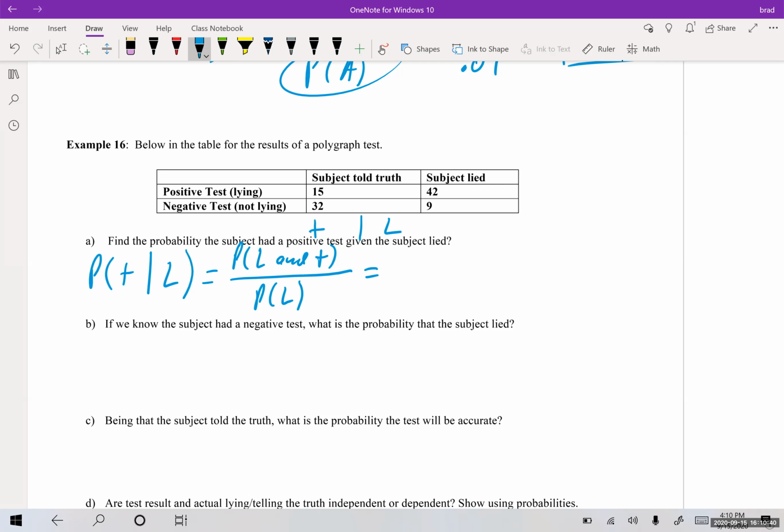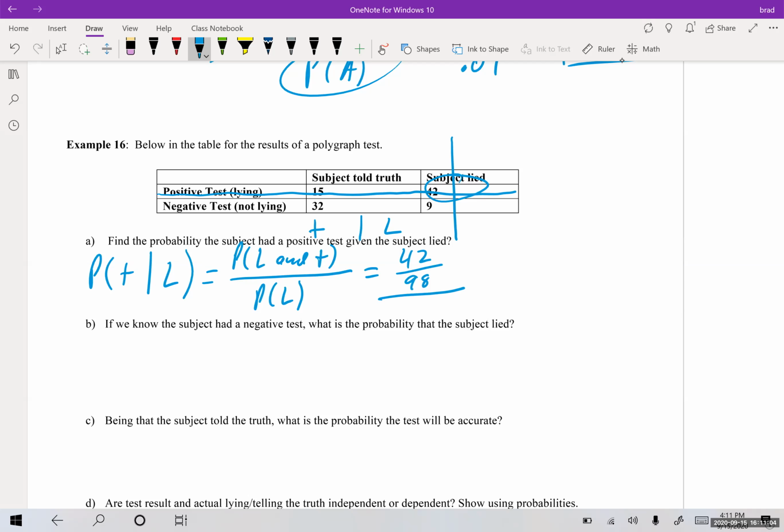So lying. So let's see, subject lied. So that's like that, right? And then positive test result. Positive test. Where did we cross? We crossed right here. So that's 42. So that would be 42. And technically it's 42 out of, I believe if you add all these up, you get 98.